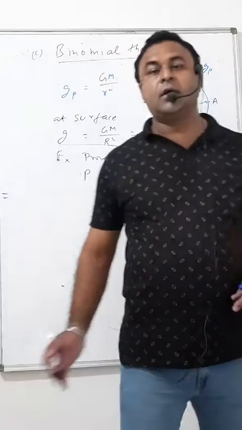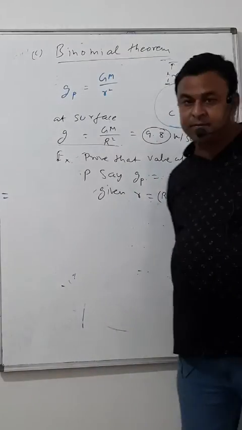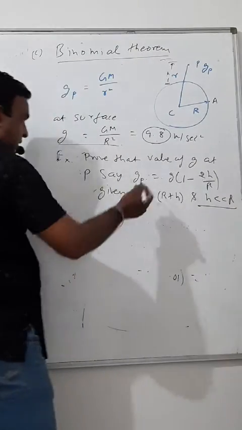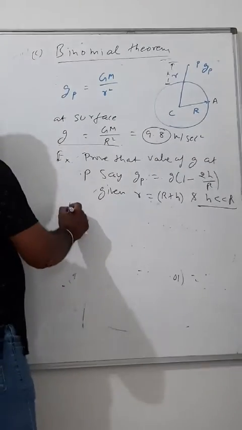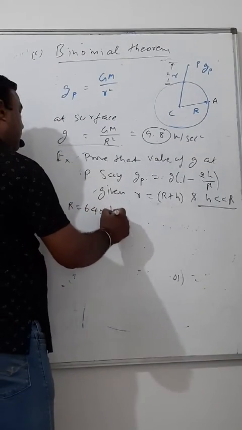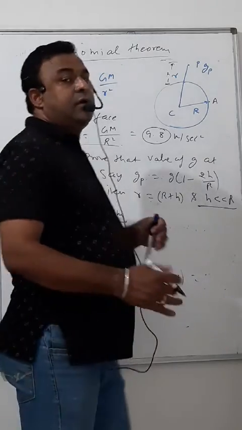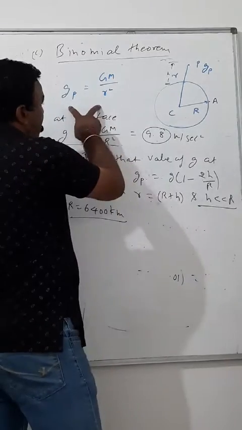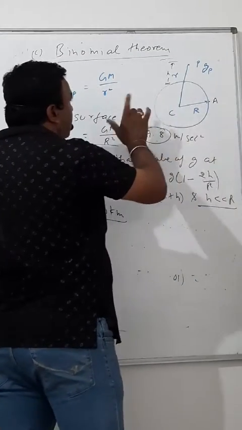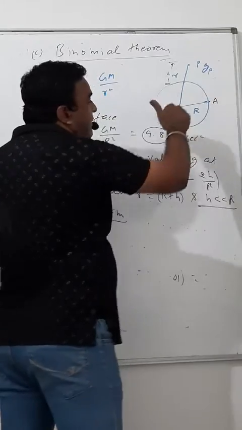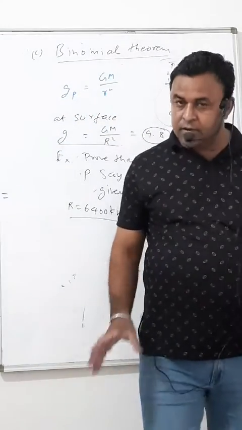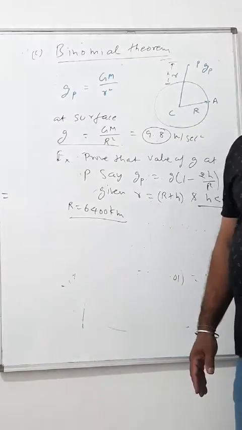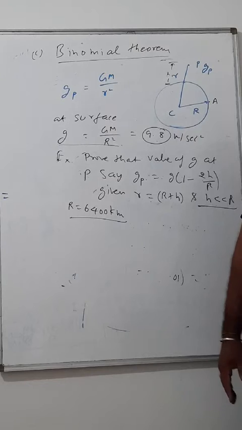Practically, if I talk, then R is the radius of Earth. It is 6,400 kilometers. I'm saying R is 6,400 kilometers. And this formula says the value of g changes as the distance from center changes. If distance increases, g will decrease. Fine. Now, the way it changes, it is this basically.